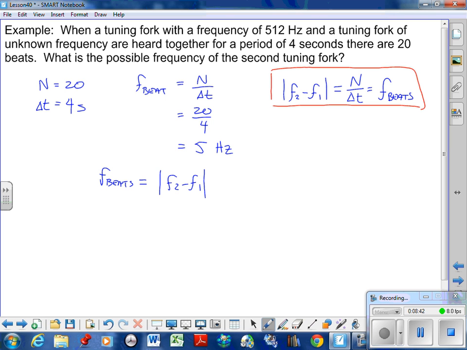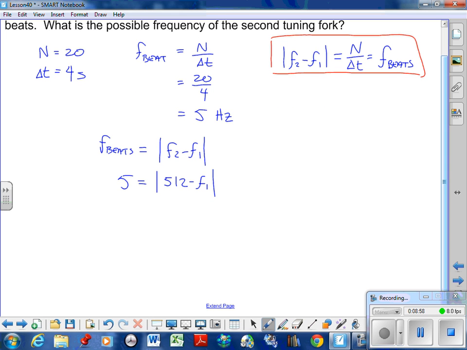As I go into this now, I know that I want my beat frequency to be 5 hertz. So if I have 512 minus F1, there's actually going to be two answers, okay? Because when you solve dealing with absolute value, you have 5 could equal 512 plus F1. Maybe we'll just keep it simpler here. So what value will give you a difference of 5?